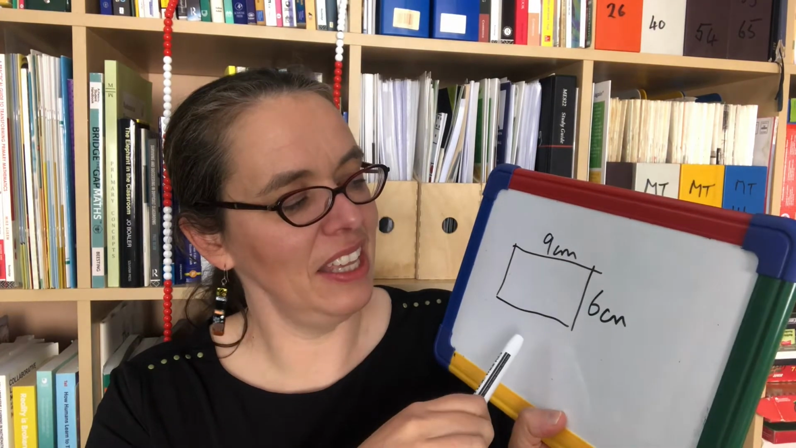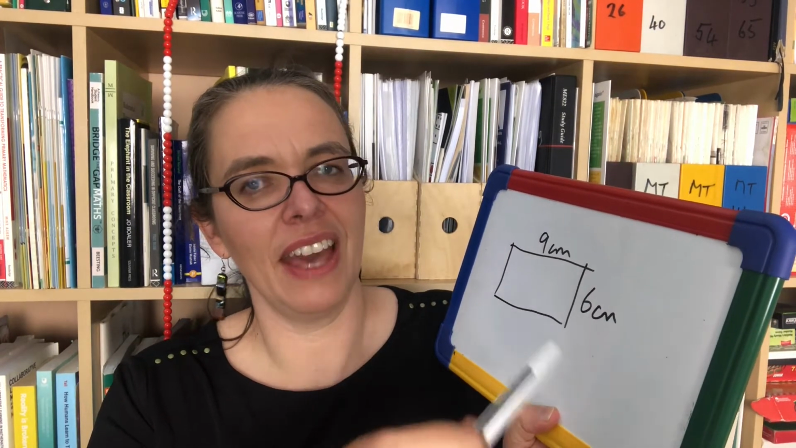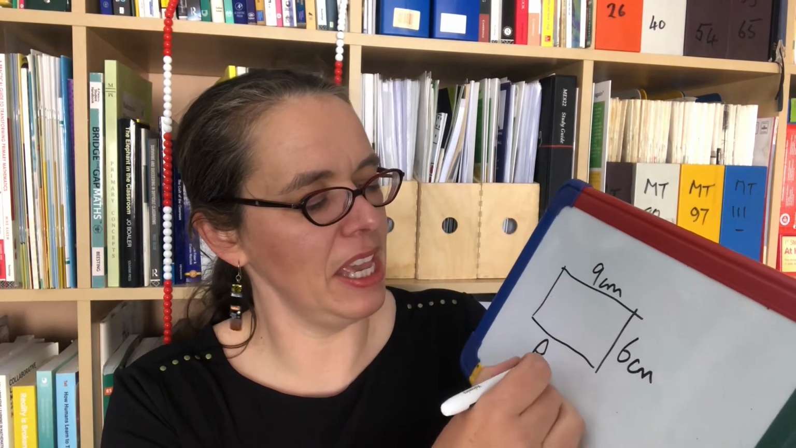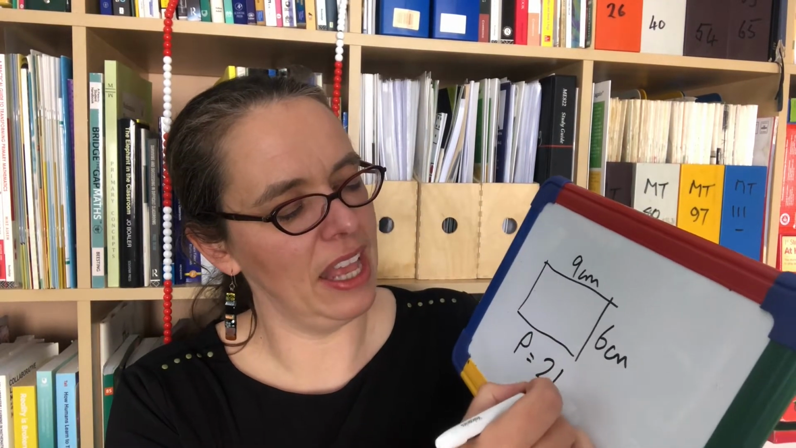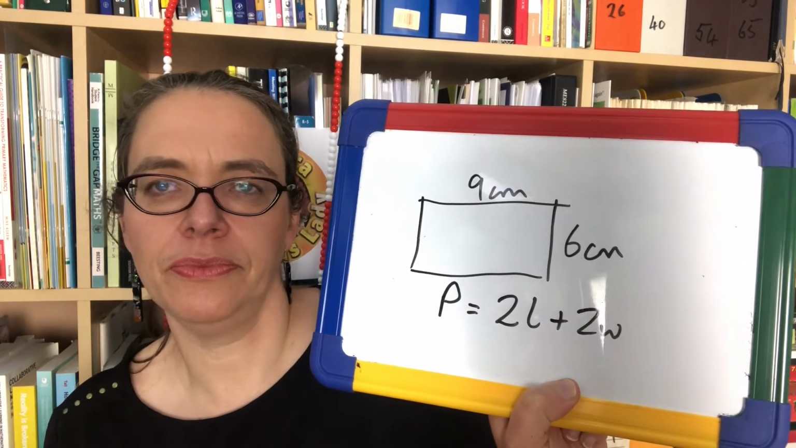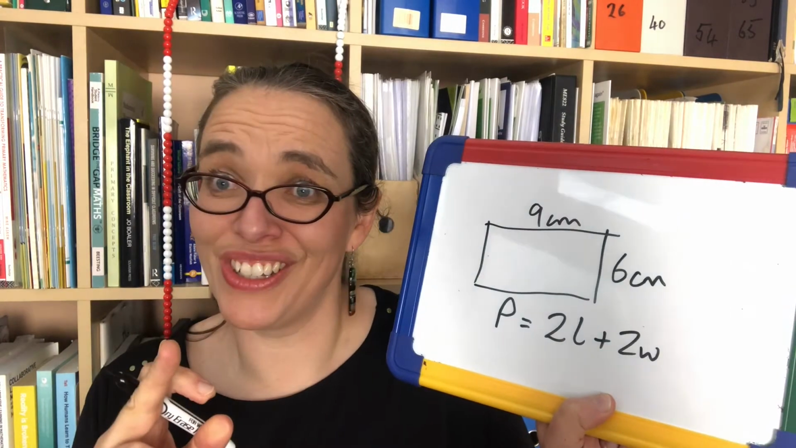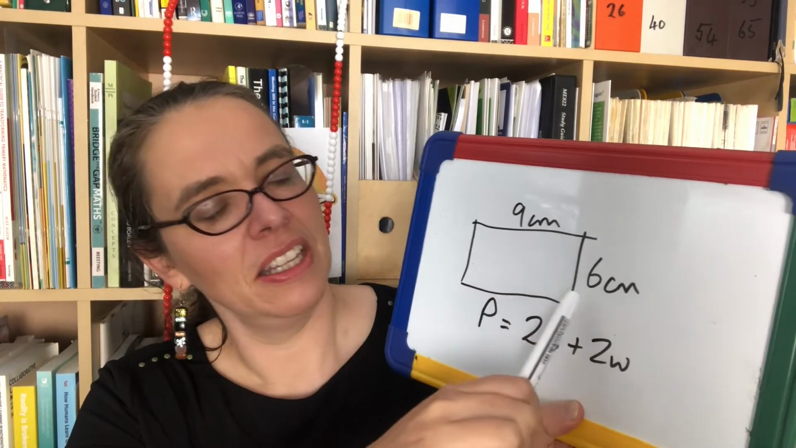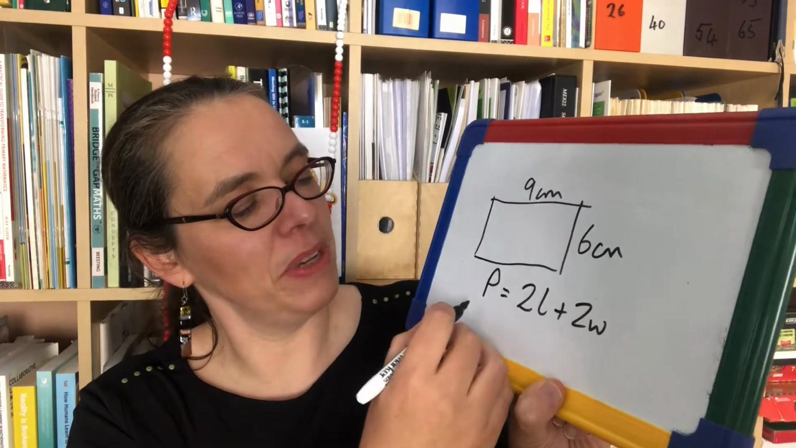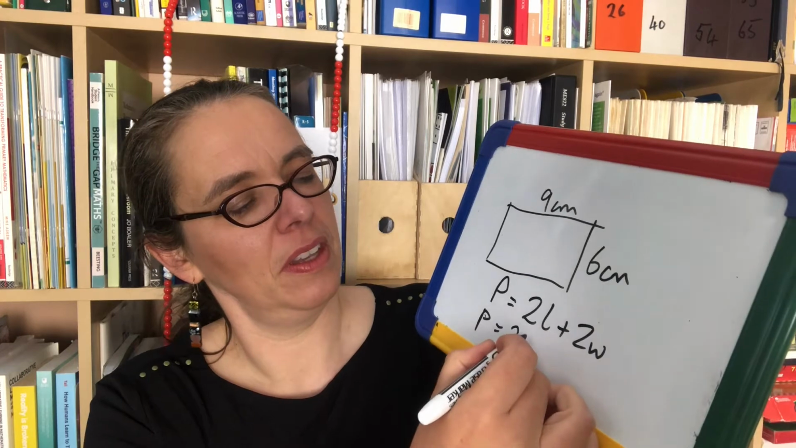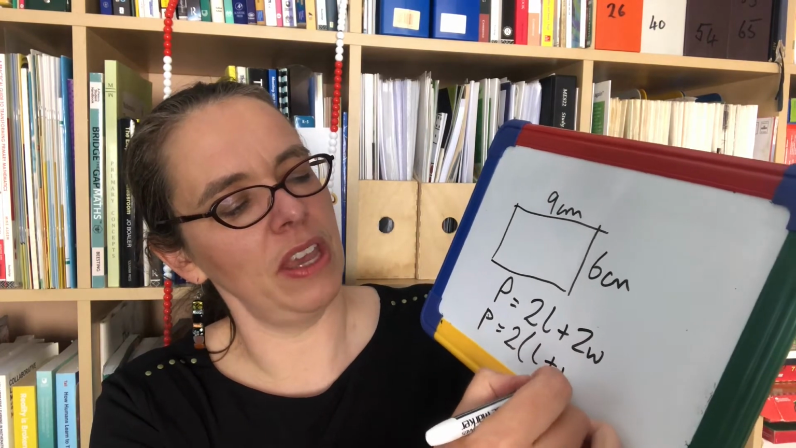The perimeter is double the length, add double the width. Or in algebra, P equals 2L add 2W. But not all children see it that way. Some children see this length of 15 and double it. So they would be saying that the perimeter is double the length, add the width.